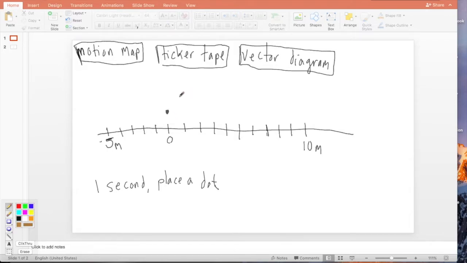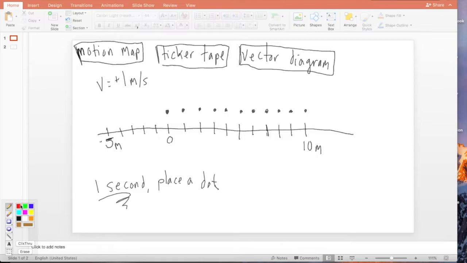Let's say that this object is moving with a velocity of positive 1 meter per second. So for every 1 second, it's changing its position positively. That means to the right, 1 meter. So my next dot would go right here at 1 meter. My third dot here at 2 meters. My next dot here at 3, 4, 5. And there's an object whose motion is a positive velocity moving to the right with a velocity of 1 meter per second.